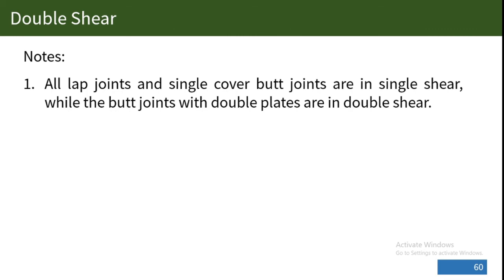There are notes that we should remember on how to assume whether a particular arrangement is double shear. First, all lap joints and single cover butt joints are in single shear, while double butt joints with double plates are in double shear. Basically, the concept is that if two parts or two sections of the rivet are stressed, the rivet is sheared at multiple sections.